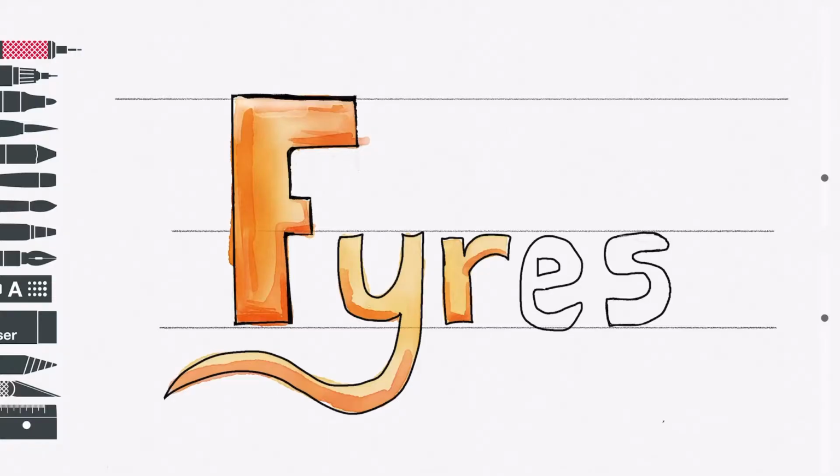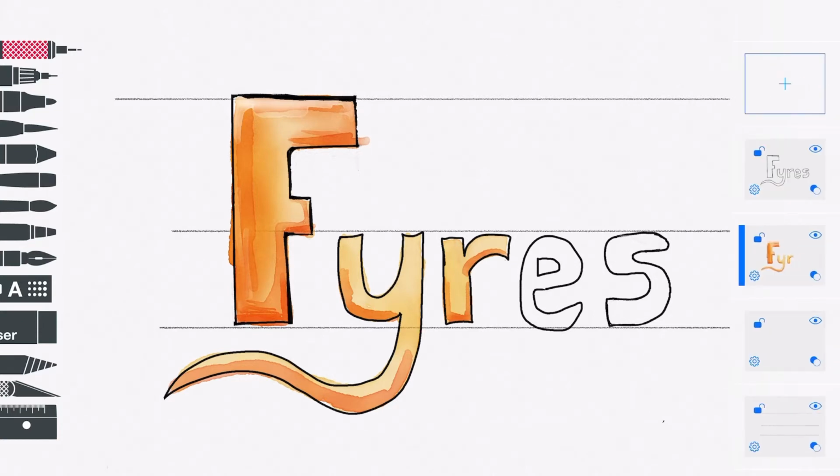So here we are, year 4. This is my lettering as I'm halfway through. This is my Fires chocolate. Now I've just made up a name. You can use your surname, you can use any name you want. And so let's have a look to see how I've broken this down.